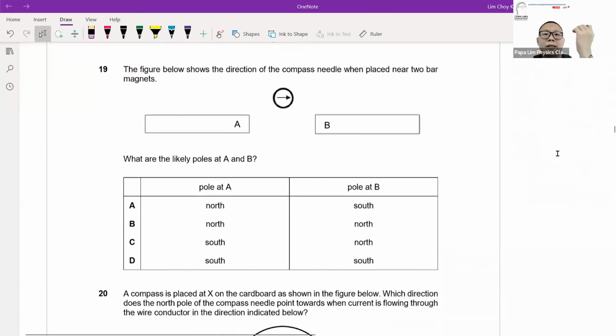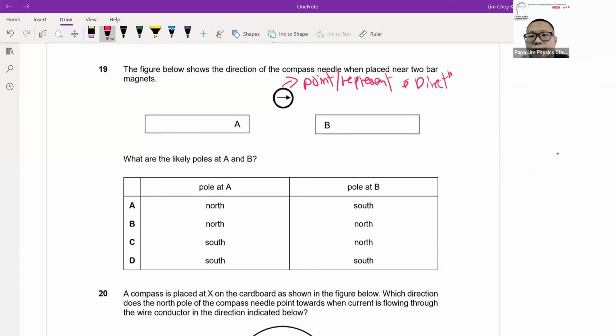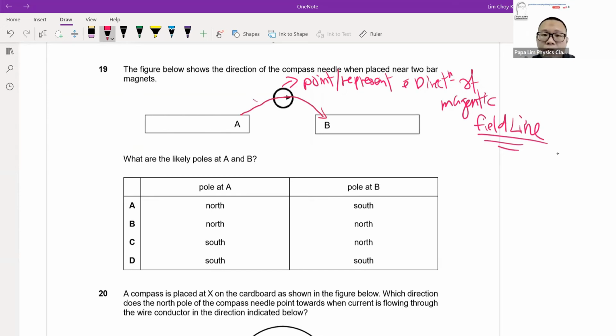Compass needle between two bar magnets. Remember, one of the characteristics of a compass is that the compass needle points to, or represents, the direction of the magnetic field lines. So this is why we use a compass. If the compass points to the right, I'm saying that the magnetic field points from A all the way to B. This is what the compass represents. So you'll be pointing from A to B.